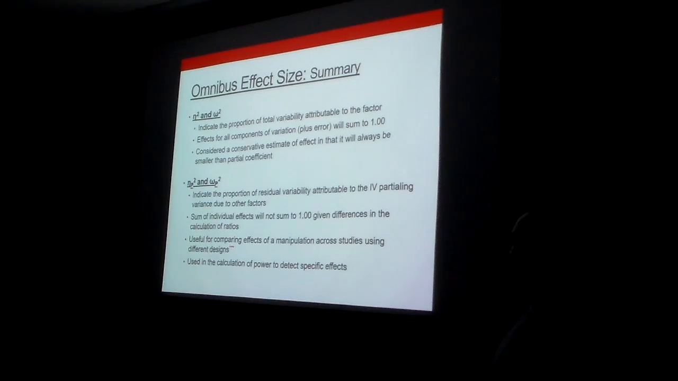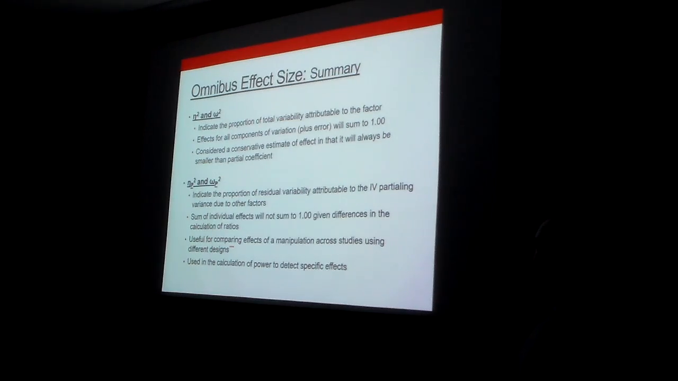Partial eta squared, partial omega squared, this is going to be the proportion of residual variability left over after we take out systematic variability that's due to other factors, right? So partial eta squared, partial omega squared, this is telling us, of what's left over after we account for factor A, factor B, what proportion of stuff that's left over is attributable to our interaction term, right? Our individual effects aren't going to sum to 1 because we have some differences in calculating our ratios here. Useful for comparing effects across different study designs.